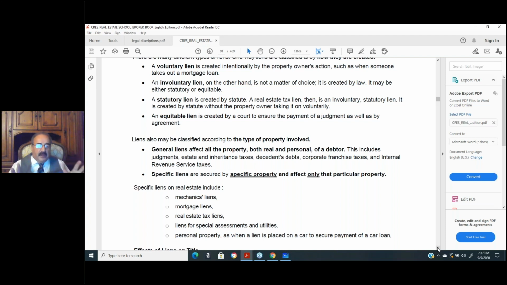Like if I own 10 apartment buildings and I did not pay my property taxes on one of them, they're going to file a specific lien just against the one building, not the other ones. So property taxes are involuntary, they're statutory, and they're specific. So they could be more than one type of lien.